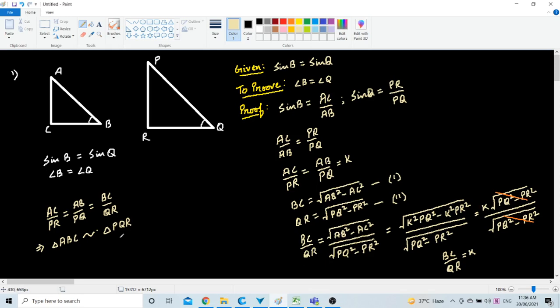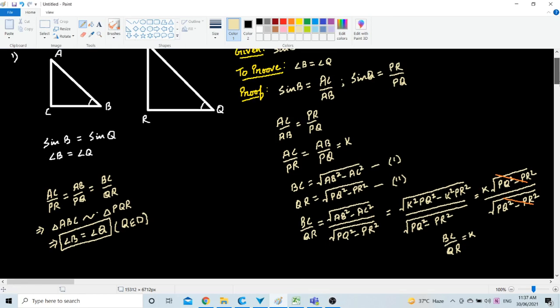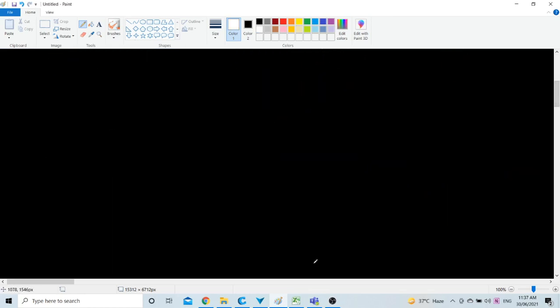Right? If you have studied the concept of similarity of triangles, you might be getting it. So in that case, if these two triangles are similar, this clearly implies that angle B will be equal to angle Q. And once you are done, you can simply write QED, that is, you have done it with complete demonstration. Right? This is what you are supposed to do. Fine. I hope the concept is clear to you now. The next example, let's move on to the next example.